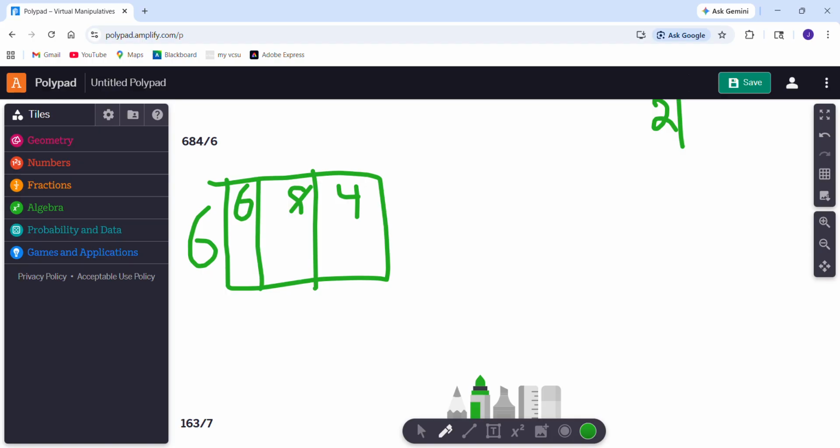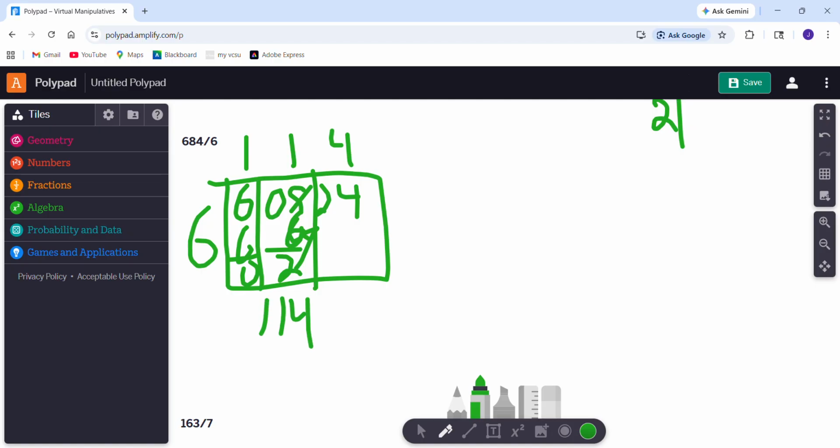6 goes in. 6 times 1 is 6. 6 minus 6 is 0. Bring up that 0. 6 goes into 8 one time. 8 minus 6 is 2. Bring the 2 up here to the 24. 6 goes in the 24 4 times. Therefore, your answer is 114.